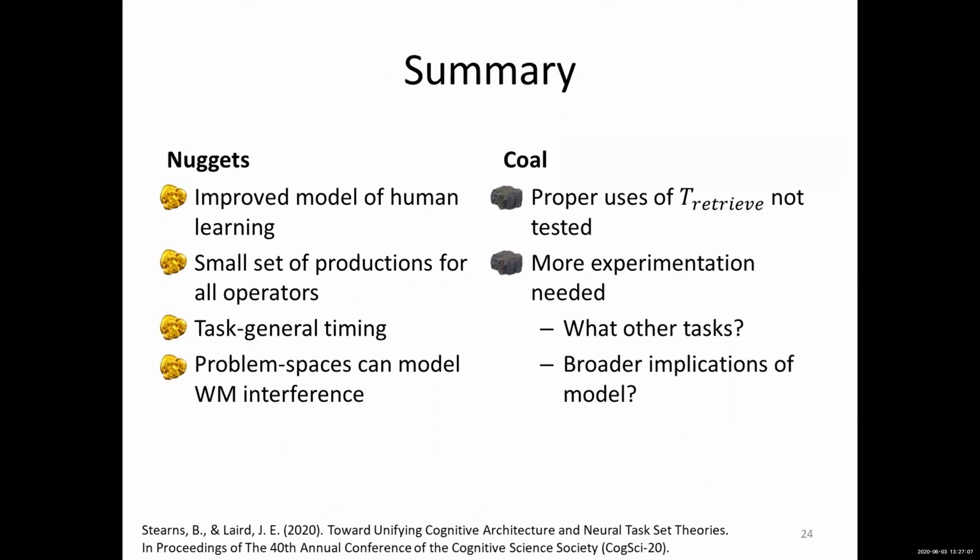So summary, I'm running low on time. We have an improved model of human learning using a small set of productions for all operators. It's a task general agent, and we have a task general timing method using Soar problem spaces. And the function T-retrieve, as used in ACT-R, has a long-standing solid history of use in cognitive modeling.